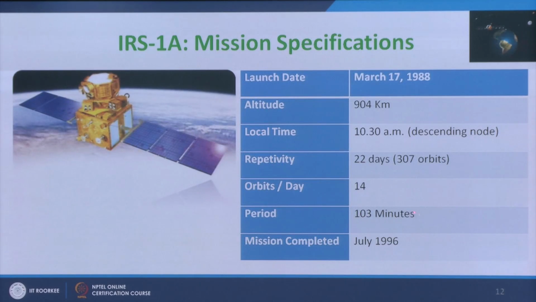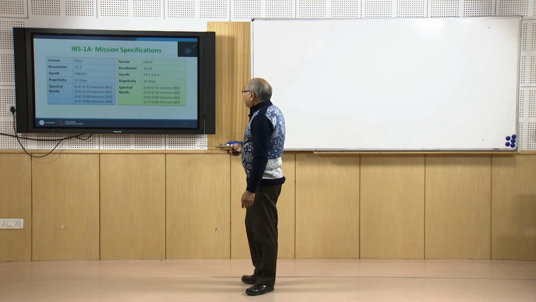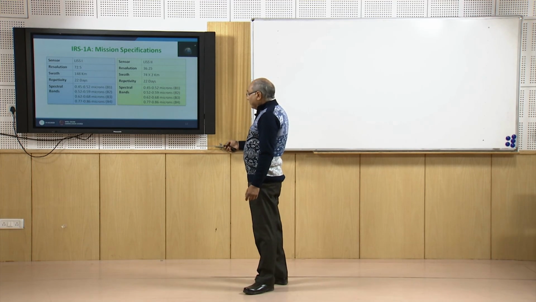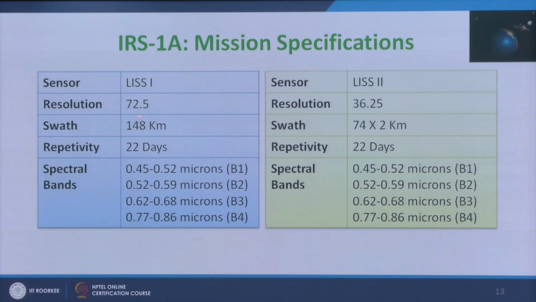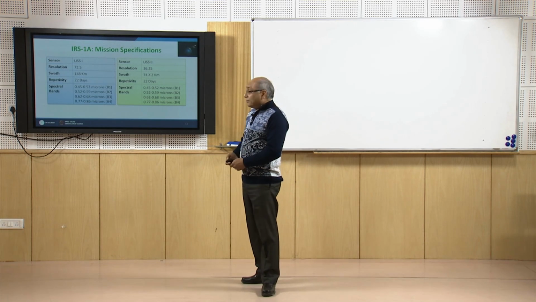Another important thing is the time it takes to complete one orbit. Roughly about 2 hours it takes to complete. Most of these sun synchronous satellites have that much timing. When we compare the sensors LISS 1 and LISS 2, you can realize that there is a huge difference between the spatial resolution of LISS 1 and LISS 2. It is almost double in that sense, though as you know, the smaller the digital value or number, the higher the spatial resolution.